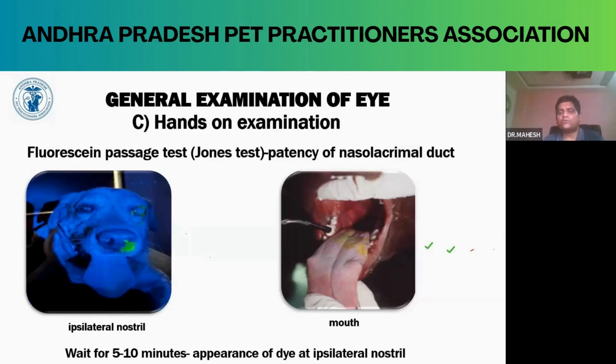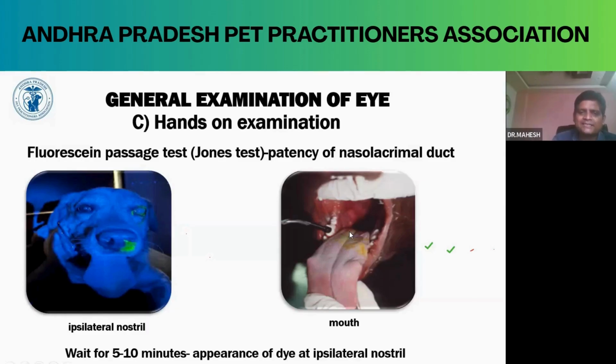So how do we go for the Jones test? After application of the fluorescein dye, as a drop or with the strip, within 5 to 10 minutes we have to appreciate the dye within the ipsilateral nostril. Here in the first image, the dye was applied to the left eye, and after 5 to 10 minutes, on the cotton bud, we can appreciate the dye at the ipsilateral nostril. That means it's a Jones test positive, that is, on that side the nasolacrimal duct is patent.